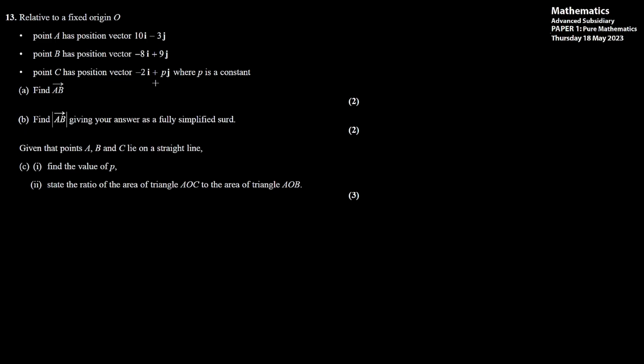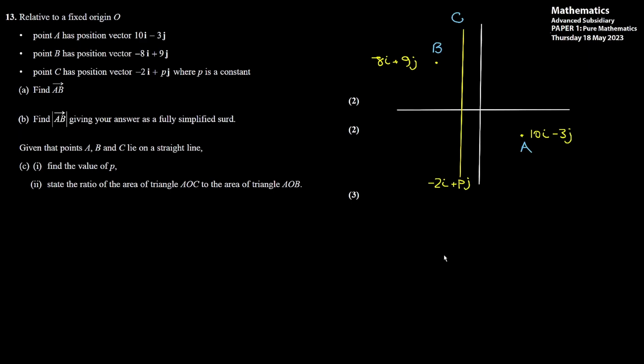I think it's always a good idea in these vector questions just to draw the roughest sketch of what's going on. And there is that sketch. Point A, point B, and well, point C I've drawn as a line because I know the I coordinate of the vector, but I don't know the J, so the J could be anywhere along this line. But first of all, we're asked some questions about AB.